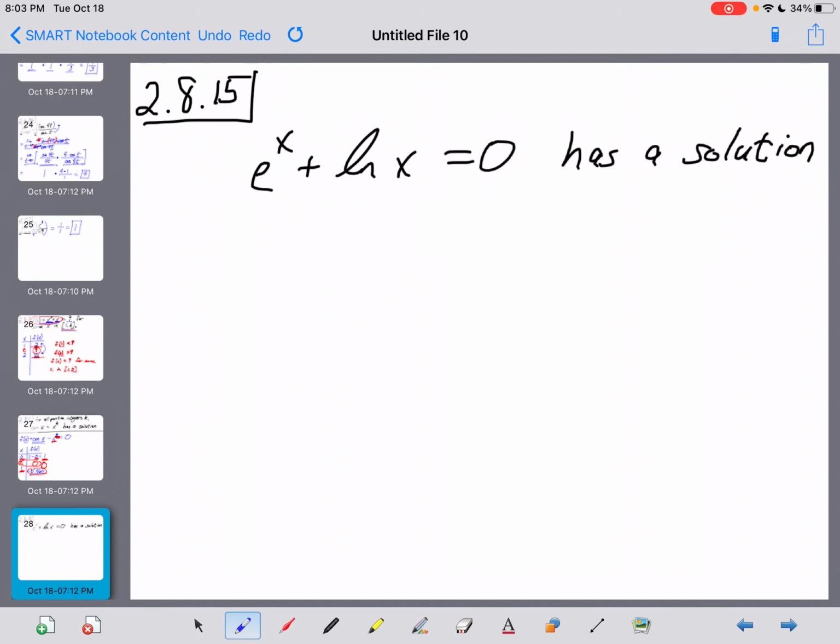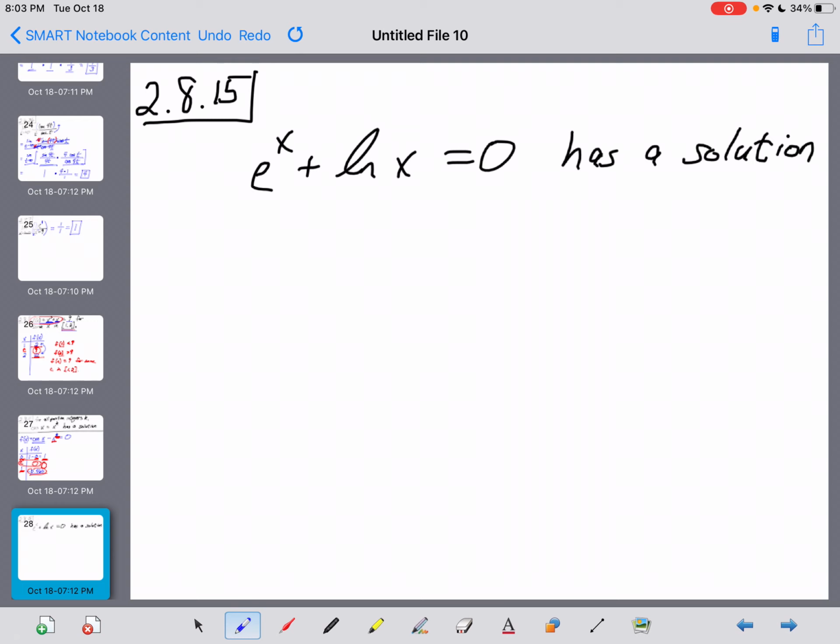Okay, 2.8 number 15 is asking us here just to show that e to the x plus natural log of x equals 0 has a solution. Now you'll notice they kind of took off some of the training wheels that they've given you on some previous problems. They didn't ask you to find where that solution was. They didn't say it had to be in a set interval. They're just asking you to take this equation and show that it has a solution.